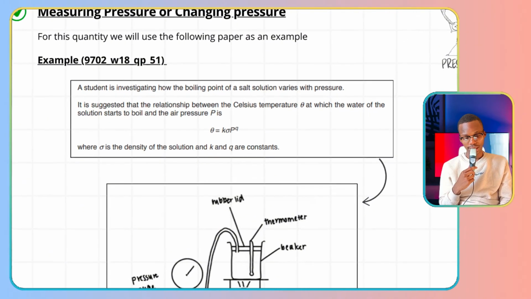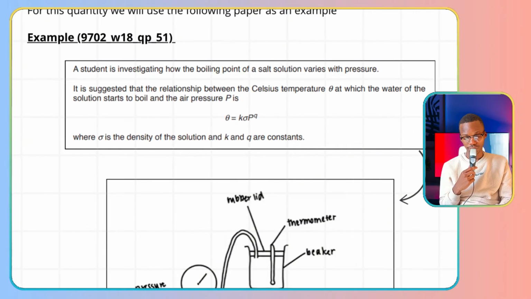So we're given a student that measures how the boiling point of a salt solution varies with pressure. It is suggested that the relationship between Celsius temperature theta at which the water of the solution starts to boil and the air pressure P is given by that equation, where rho is the density of the solution, and K and Q are constants. So you can see that pressure is appearing in that equation, and you have to tell them how you're going to measure that pressure, and how are you going to change it?